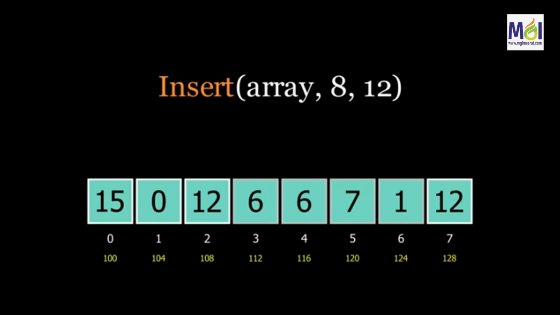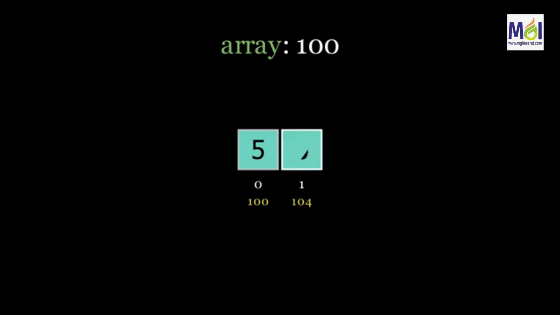size. To address this limitation, computer scientists have invented the dynamic array, which can adjust its size as needed. Now let's see how a dynamic array works. Initially, suppose we have an array of size 2 with a base address of 100. Now we need to insert another element. The array becomes full and needs resizing.